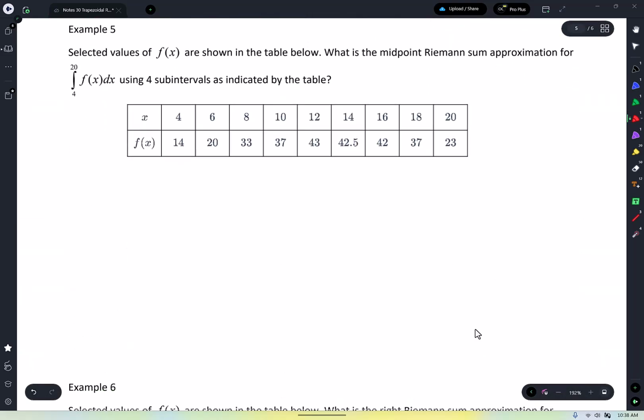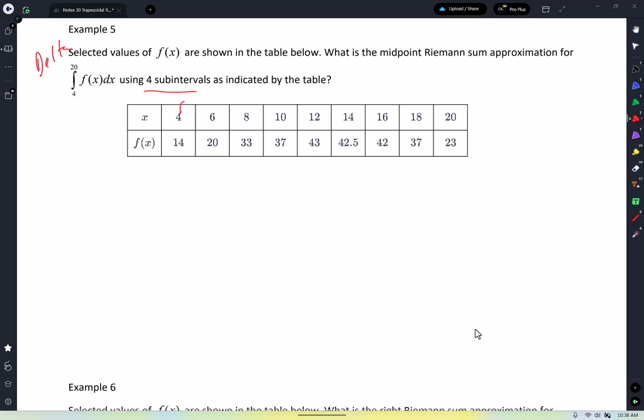All right. So let's see what it says. This is coming from Delta, I believe. Selected values. What is the midpoint Riemann sum approximation using 4 subintervals? Okay, so they want me to use MRAM, middle. So all you're doing is rectangles, guys. Width times height, width times height, width times height. So let's find out.